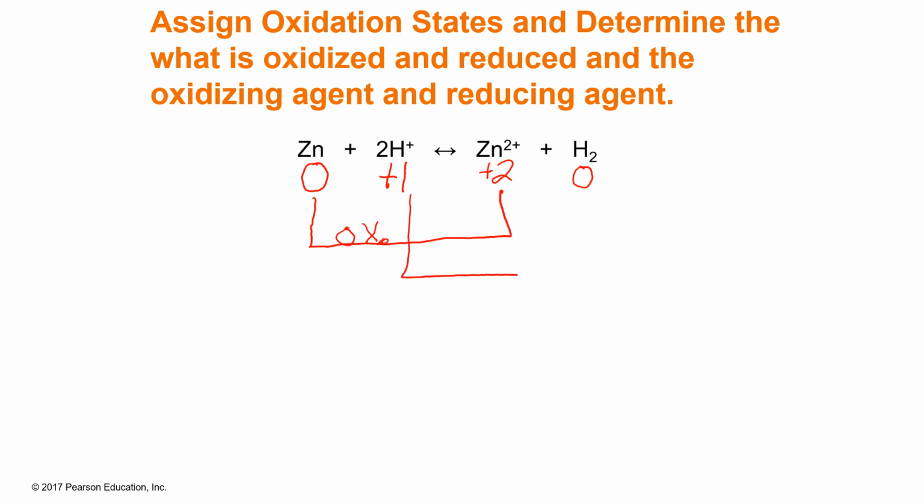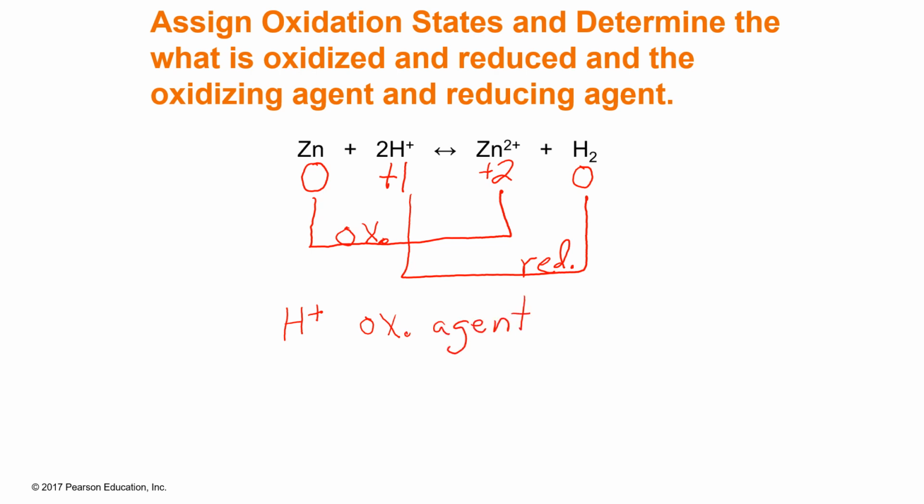If we look at our hydrogen, we're going from a +1 to a 0. That means that it's gaining electrons to become neutral. And so this is the reduction. Our H+ is reduced to become hydrogen. Now how about the agents? So what is our oxidizing agent in this case? Our oxidizing agent is the H+.